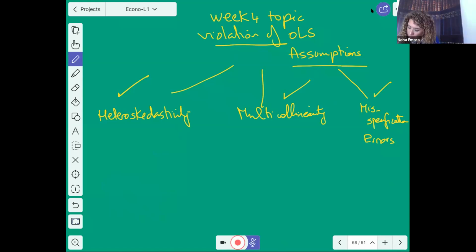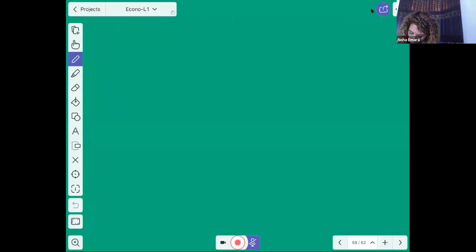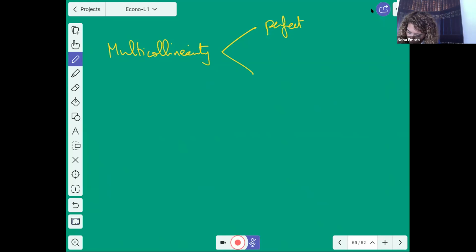In multicollinearity, as I said last week, I can have two types: perfect or imperfect.